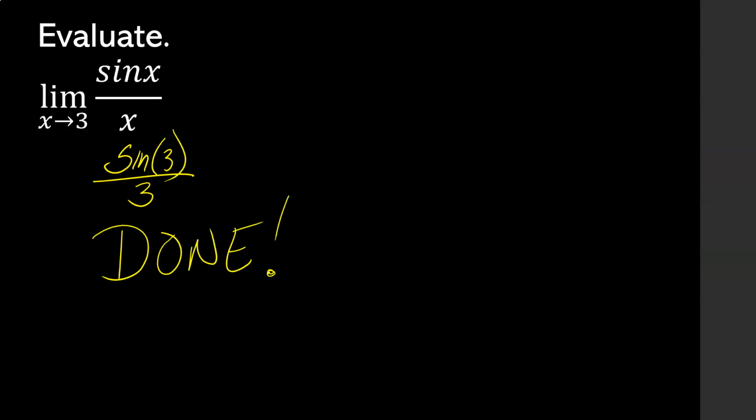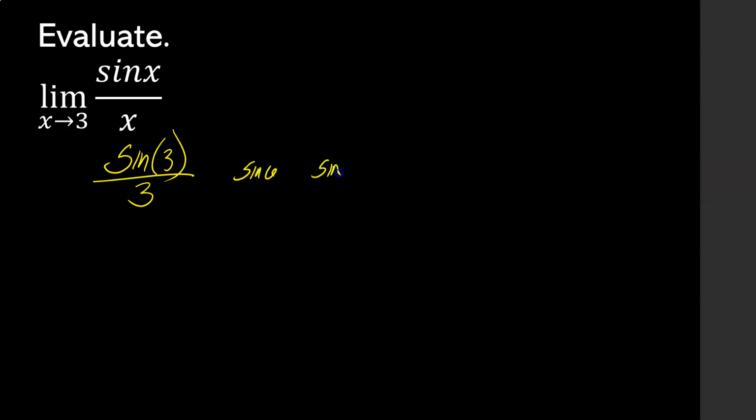And why are we done? You were thinking use L'Hopital's rule. No, we are thinking when does L'Hopital's rule apply? Well, where is sine of x over x continuous? Almost everywhere. Everywhere except for 0. And since sine of x over x is continuous at 3, all we have to do is substitute and we're done. Be careful. Don't just use L'Hopital's rule without thinking.